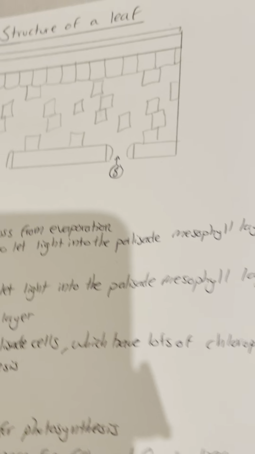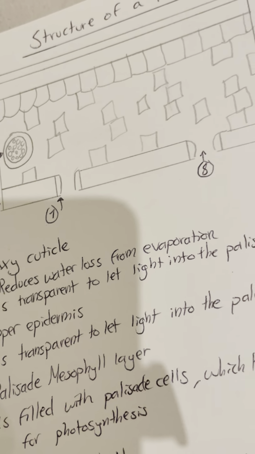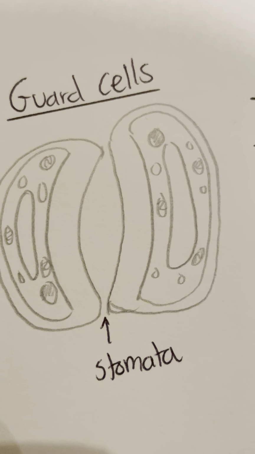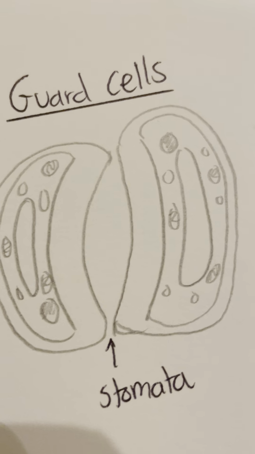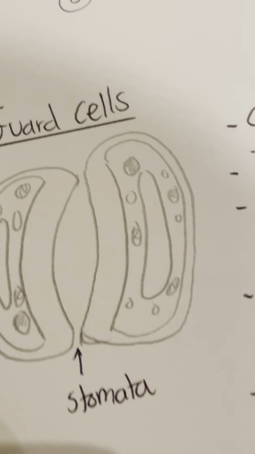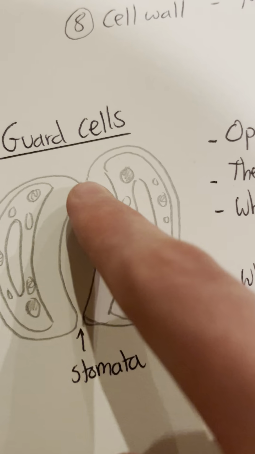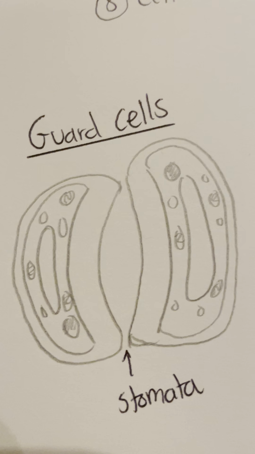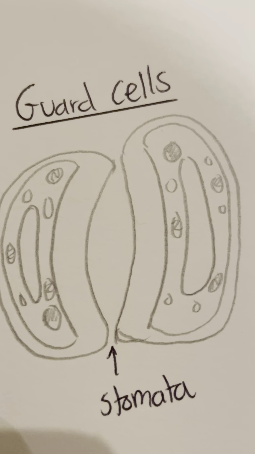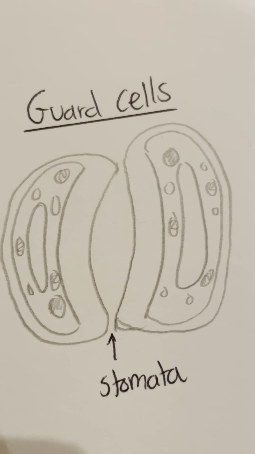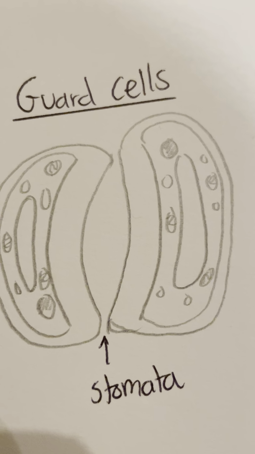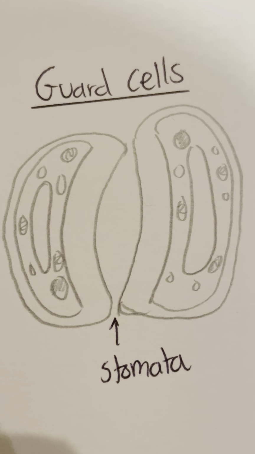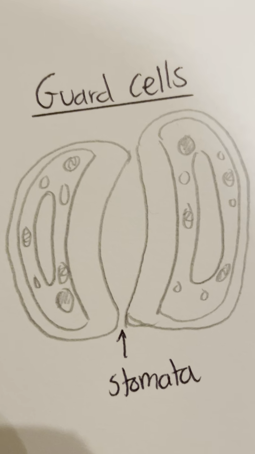Then in your lower epidermis, your guard cells look like such. They open and close to let gases in and out of the stomata. The outer wall is a lot thinner than the inner wall. The inner wall is very thick, so it can open and close. When there's a lot of water in the guard cell, the cell will become turgid or stiff, and that will let gases in. When there's little water in this cell, it will become flaccid or squishy, so it closes to prevent water loss.